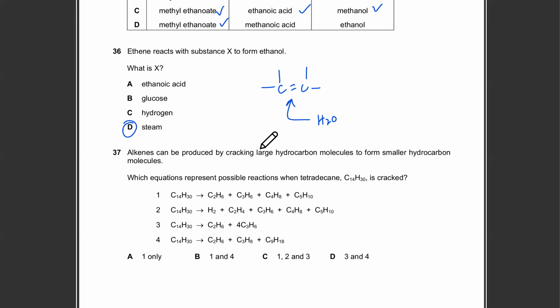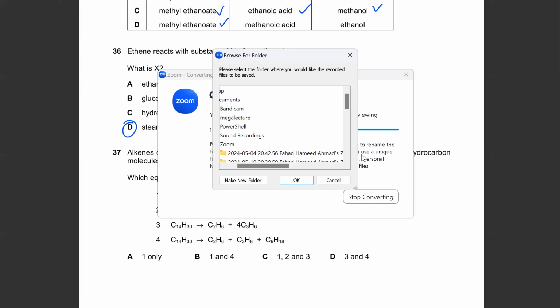Alkenes can be produced by cracking large hydrocarbon molecules to form smaller hydrocarbon molecules. Which equation represents the possible reactions? This big molecule gets cracked into smaller molecules, right? Which of these equations do you think are fine? Because cracking is a random process, you can get any number of small molecules. Just make sure they add up to this. Yeah, they do. For one it does.